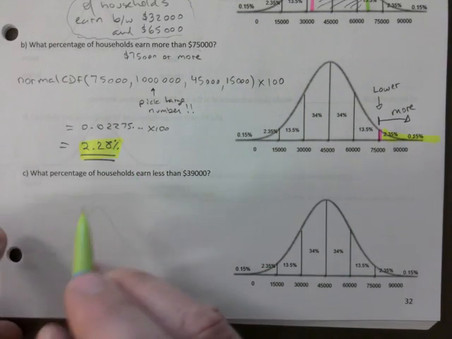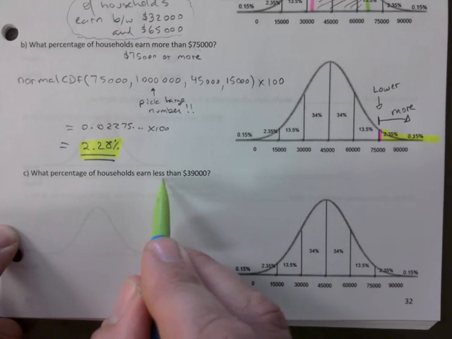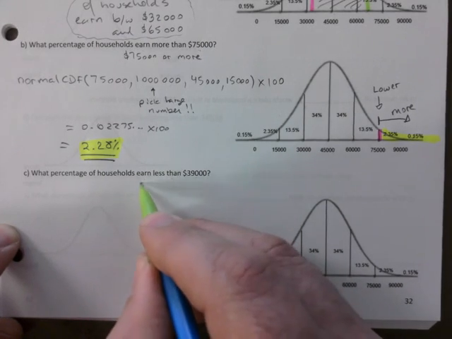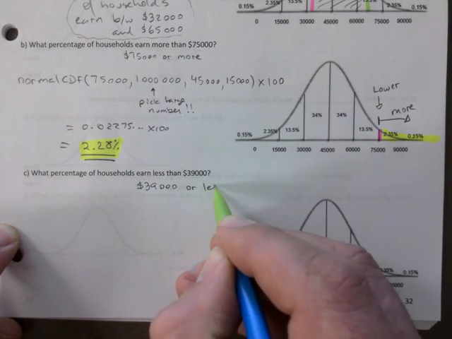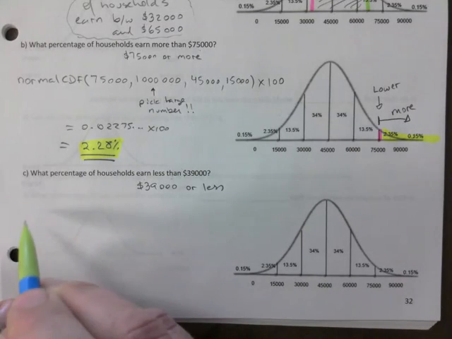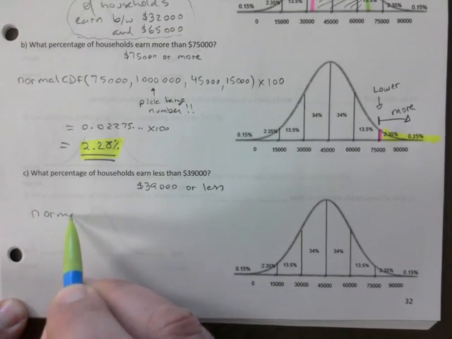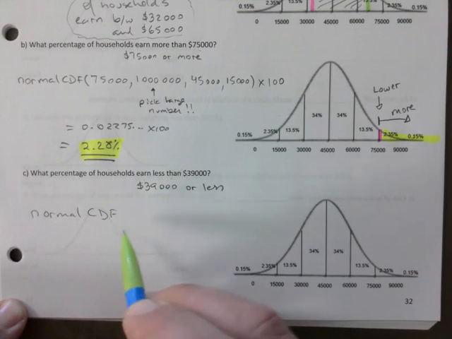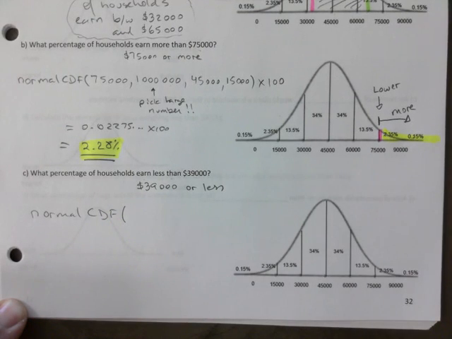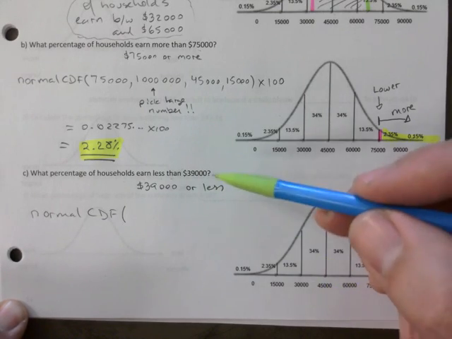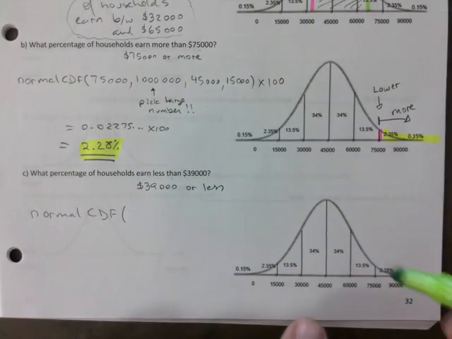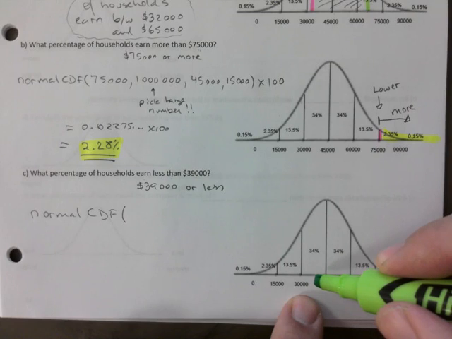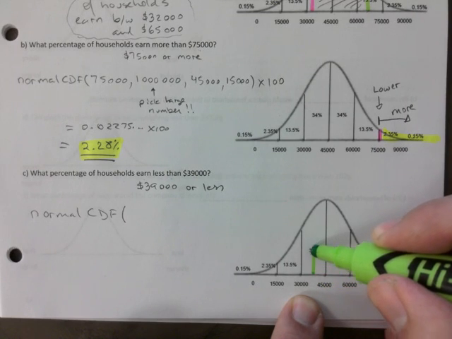What percentage of households earn less than 39,000? Rewrite it: 39,000 or less. Normal CDF. What is this asking for? It's basically asking for, where's 39,000 approximately? I would say right about there.